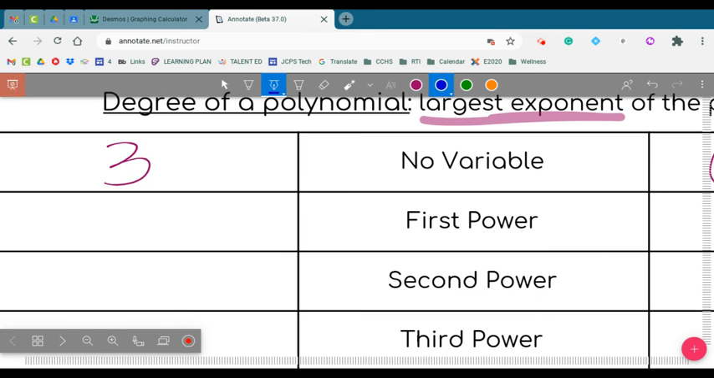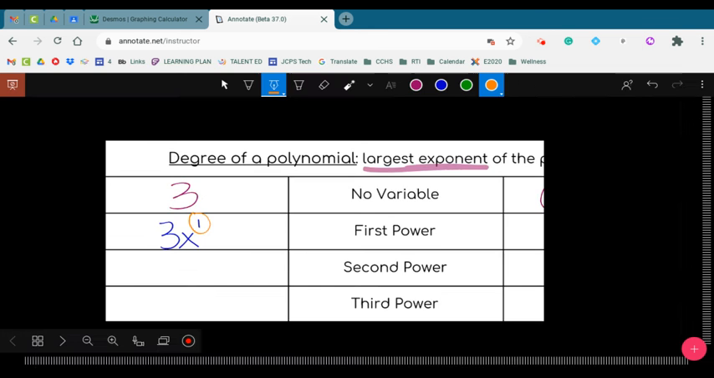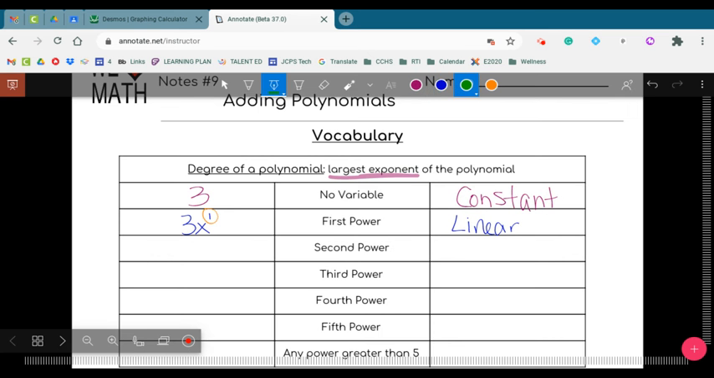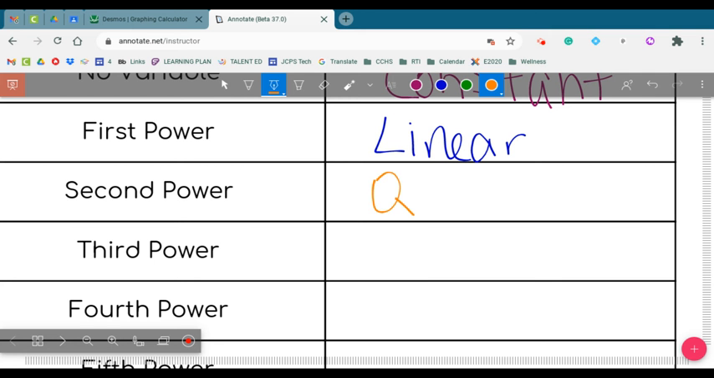Okay, let's say we have a power of 1. So we have a variable with a power of 1, or just by itself. This 1 makes it linear. Power of 2, so we have 3x to the second. This 2 makes it quadratic.